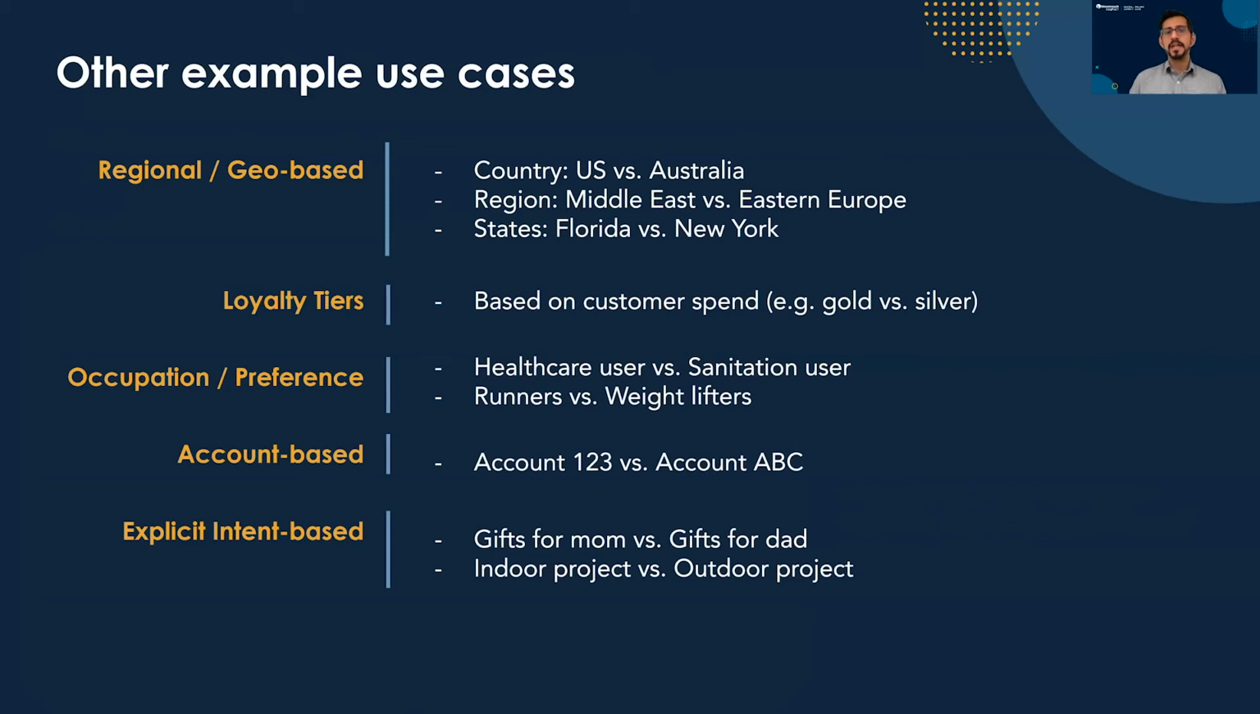And explicit intent based, this is the example that I gave you earlier around buying something for my mom versus dad. We have customers that create these guided selling experiences where you explicitly ask for an intent. Are you working on an indoor project or an outdoor project? Or are you buying a gift for your mom or your dad? We can use that information to then optimize the experience. You might buy something very different for your mom versus your dad, for an indoor project versus an outdoor project.